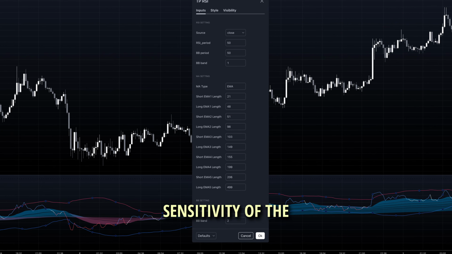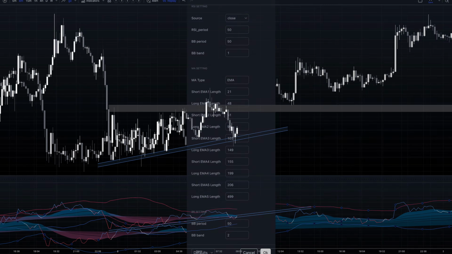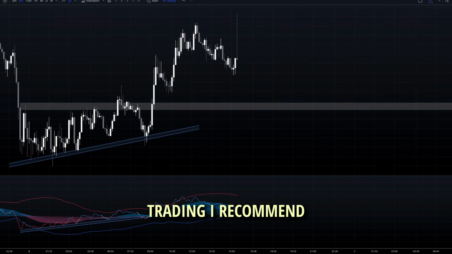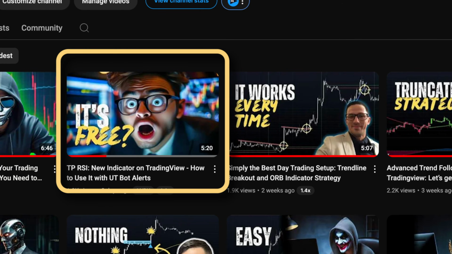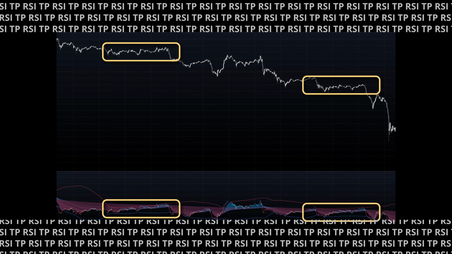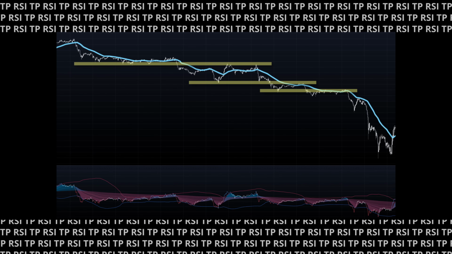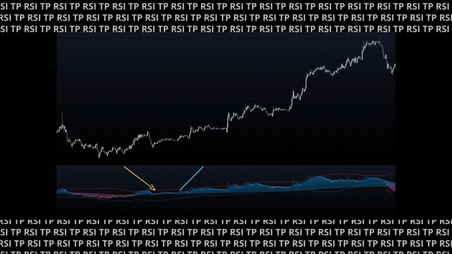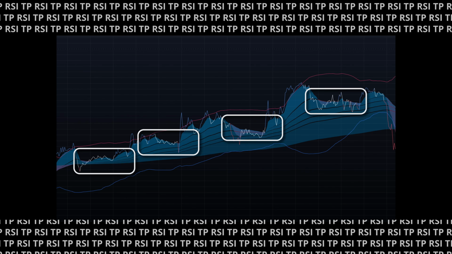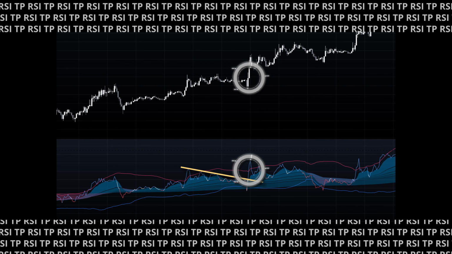You can adjust the sensitivity of the TP RSI depending on your setup, but for intraday trading, I recommend leaving it at the default settings. We have an in-depth video on our channel that explains how to use the TP RSI indicator effectively. I'll link it in the description below in case you haven't seen it yet. For today's strategy, we'll apply most of the rules discussed in that video to ensure we capture the most reliable entries, avoiding reliance on a single buy or sell signal.